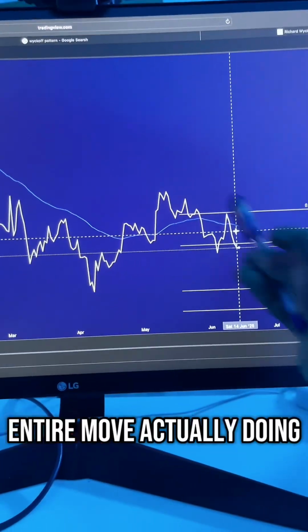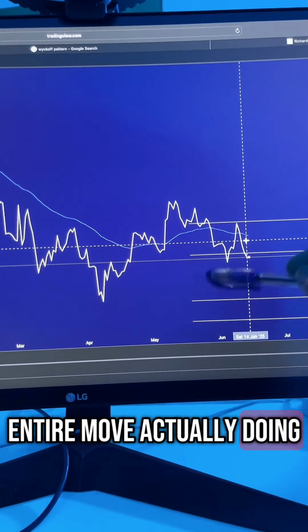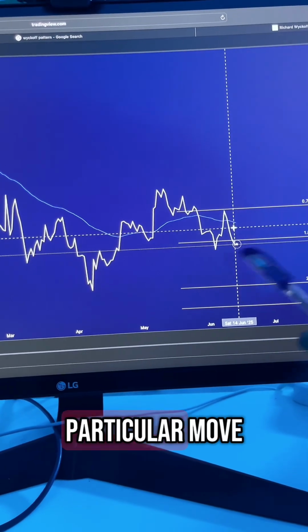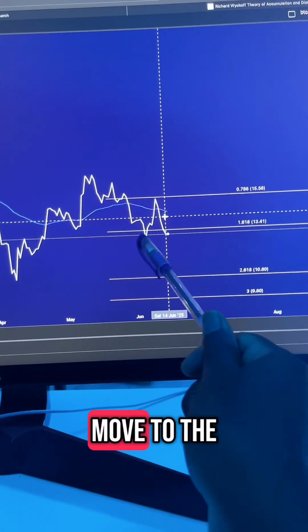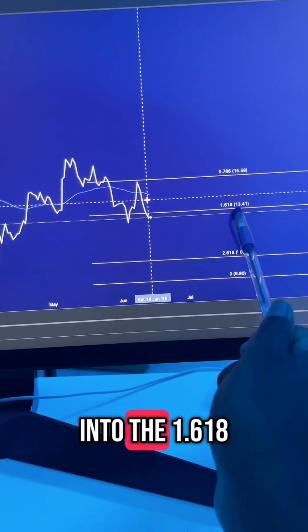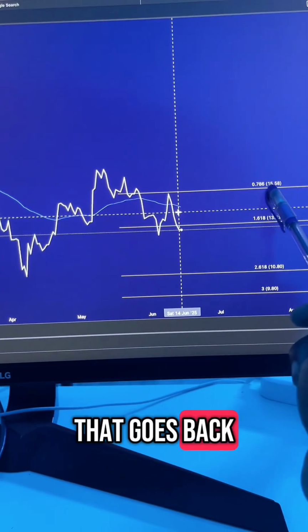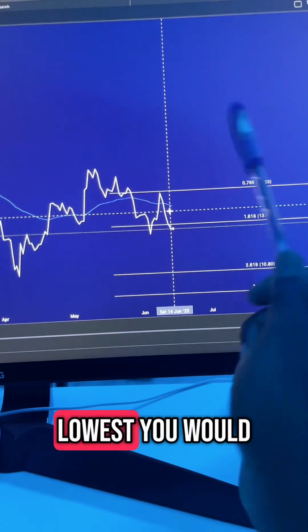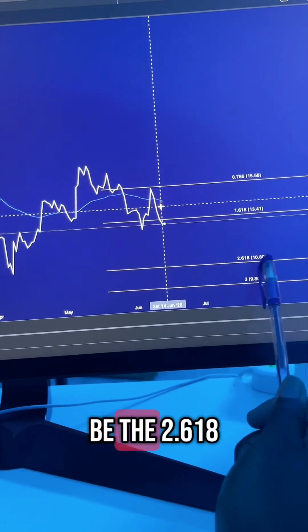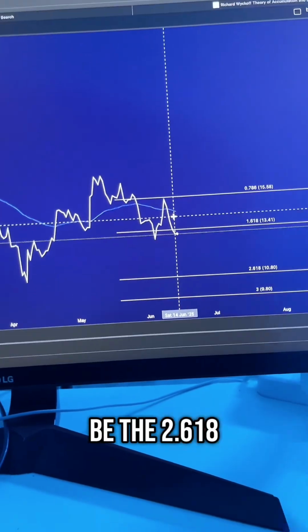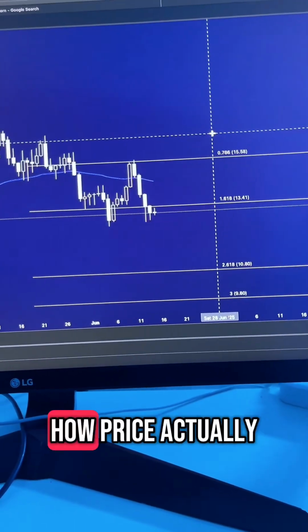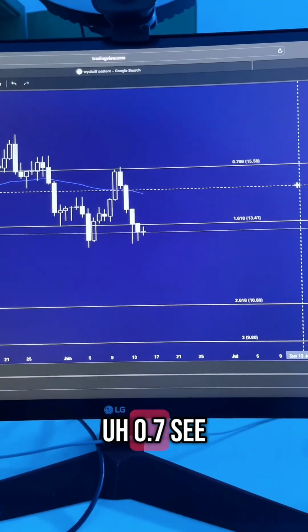But what's the entire move actually doing? Where's this thing going? Well, if you plot the Fibonacci for this particular move, it will show you that the move to the downside actually came into the 1.618. That goes back to 0.786. After 0.786, the lowest you would be expecting will be the 2.618. Now, if we change that to the candlestick chart, you will see how price actually interacted with that 0.786.